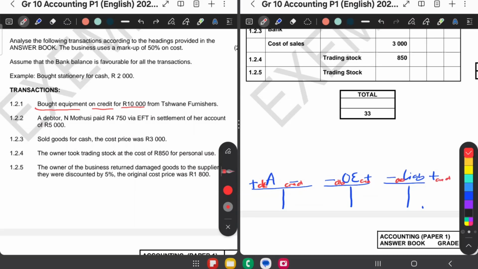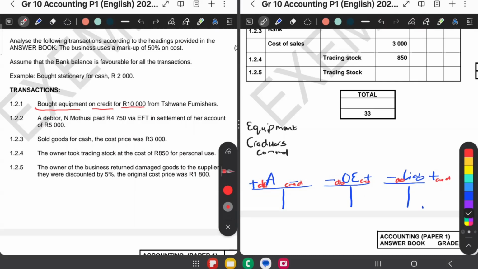Okay, so let's go. We bought equipment on credit for 10,000 Rand. So 2 accounts involved. I'm going to write them down. My first account is, I bought equipment. So equipment is my first account. And then I bought that on credit. So creditors control is my second account.